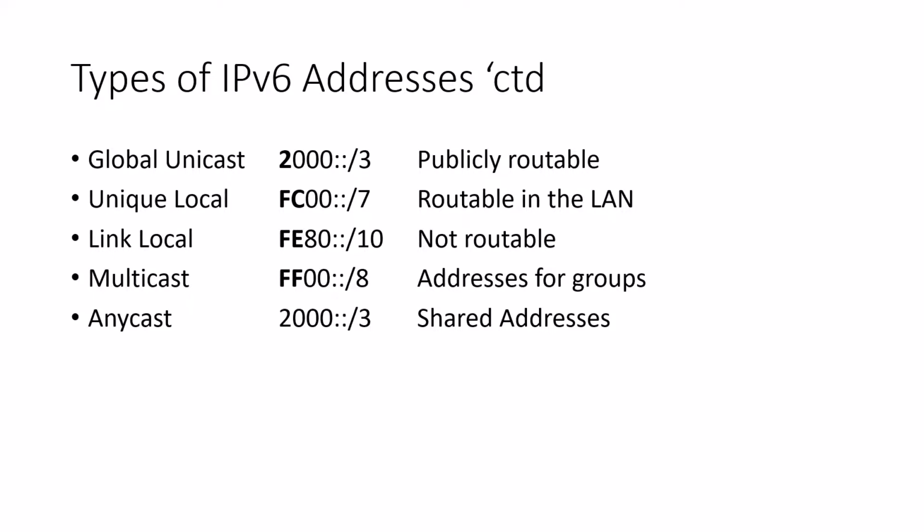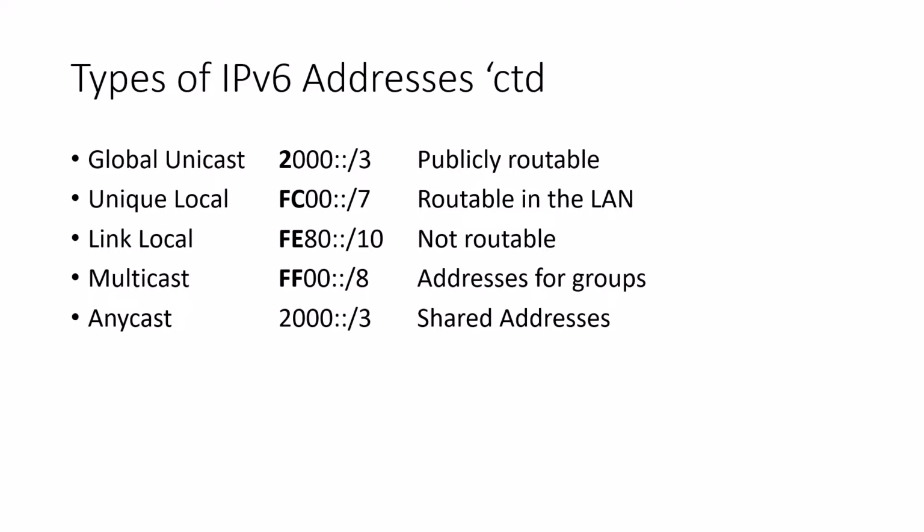Here, I'll be explaining the different types of IPv6 addresses. Global unicast addresses, which are publicly routable, where the first 3 bits identify this address, usually start with a 2 or a 3. Unique local, like an IPv4 private address, isn't globally routable, but it uses the first 7 bits and always starts with either FC or FD.